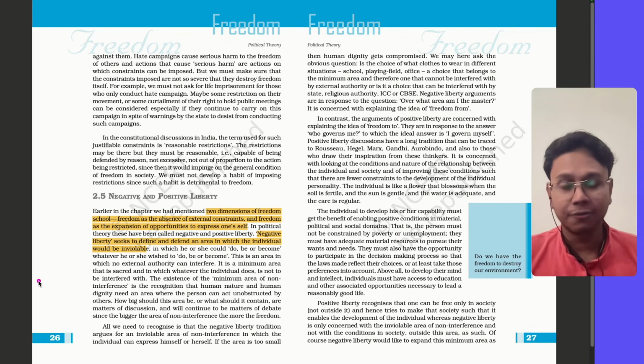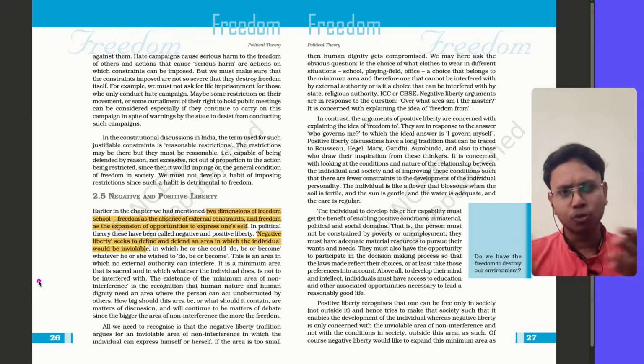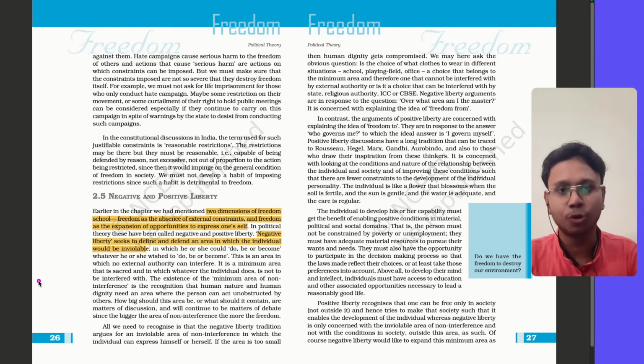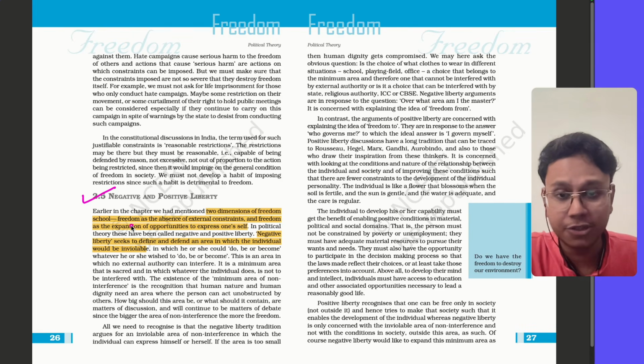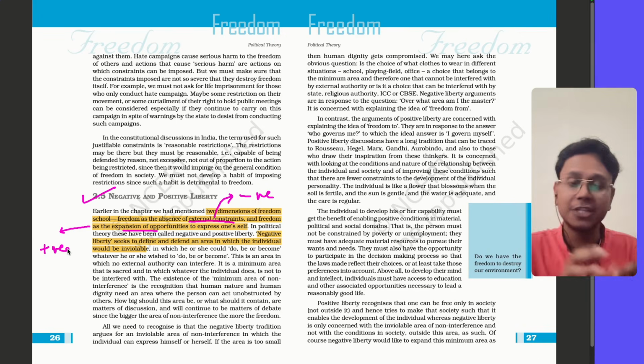Now, in the initial part, I told you about the two meanings of freedom, or the two meanings of liberty. One is not having external constraints, and the other is having the capacity to do something. In jargon terms, this can be classified as negative and positive liberty. Now, I will read it out. Two dimensions of freedom: freedom as absence of external constraints and freedom as expansion of opportunities. Freedom as absence of external constraint means the negative concept of freedom, or negative liberty. Expansion of opportunities is the positive aspect of freedom, or positive liberty. So these are the two dimensions of liberty.